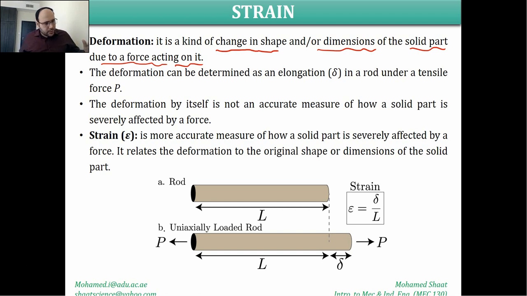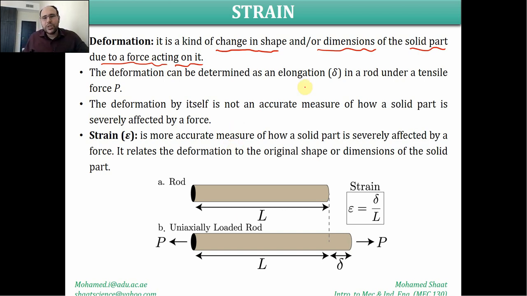Like you have an object that is subjected to some forces. This object could change some of its shape because of the force. How can we measure how severely this object is affected by the force? This can be measured by the deformation. How much of a change in the shape this object is going to exhibit or experience because of the applied force, this is known as the deformation. So simply, the deformation is a measure of the change in the shape or the dimension. It is not necessary to be a change in the shape. It could be changes in the dimensions. Anyway, it will be counted as deformation of the solid bar due to an applied force acting on it.